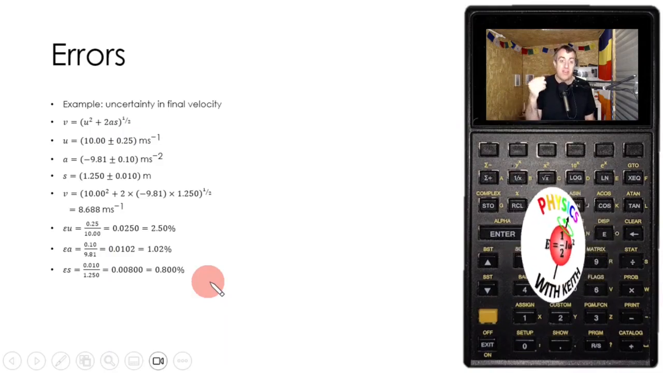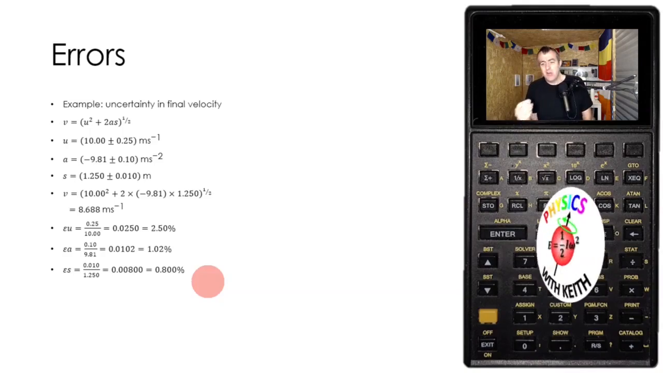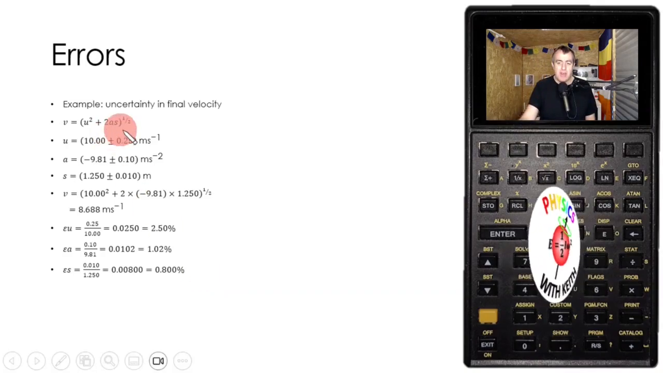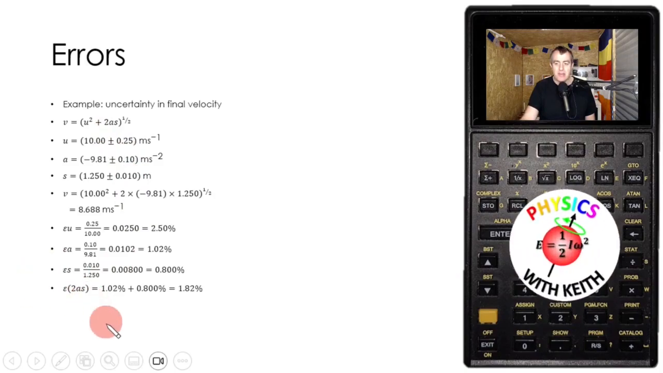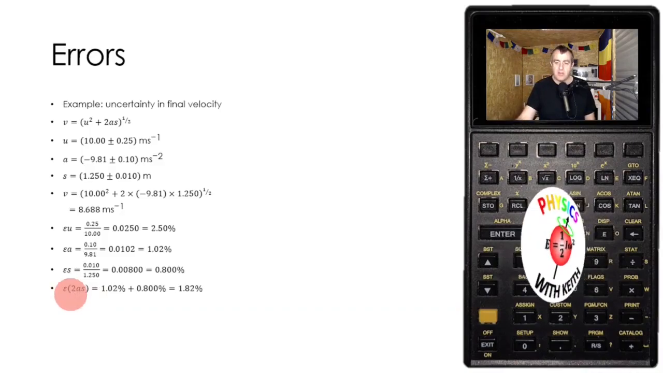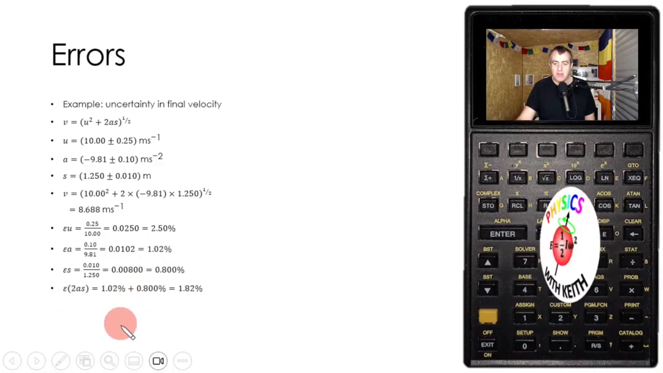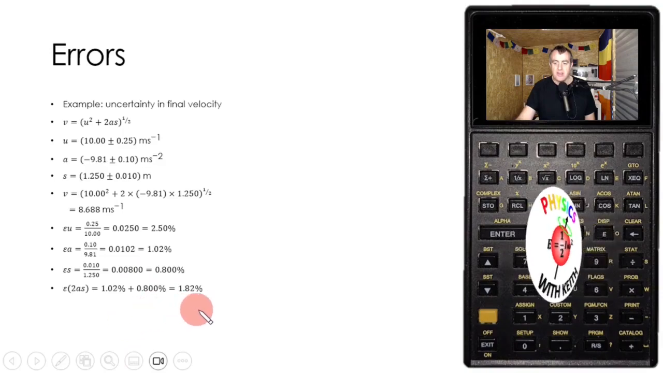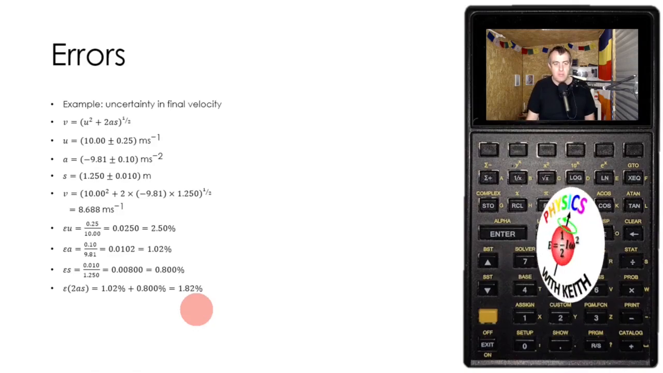There is no uncertainty in the number 2. We know for certain that 2 is 2. So what we're doing is we're multiplying a by s. So we can say that the percentage uncertainty in 2as is going to be the percentage uncertainty in 2, which is 0, plus the percentage uncertainty in a, which we've just calculated here, plus the percentage uncertainty in s. So we now have the percentage uncertainty in 2as.